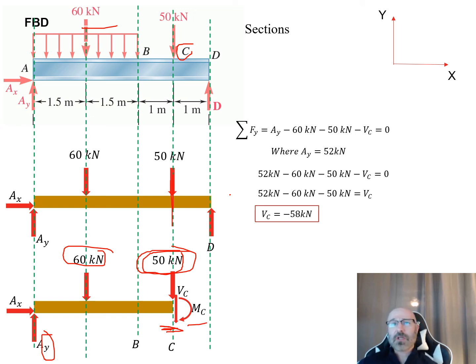Let's take a look at the summation of forces in our y direction. It's equal to 0 for equilibrium. We have our A sub y, negative 60, negative 50, and now we also have this negative V_C that we'll plug in. This is all equal to 0 in equilibrium.